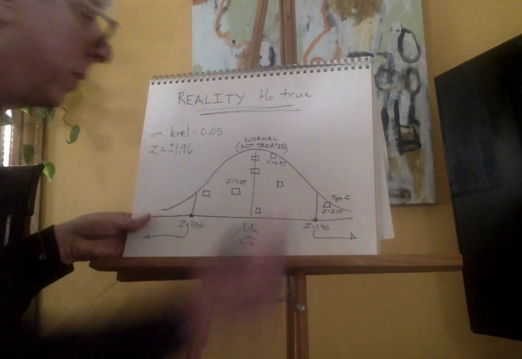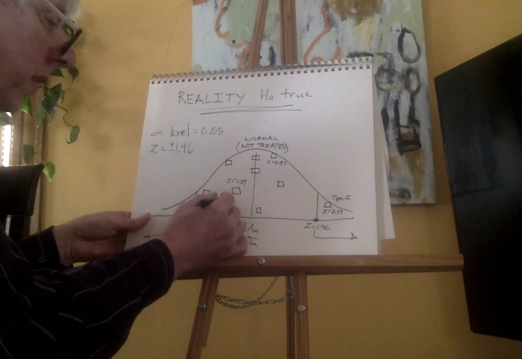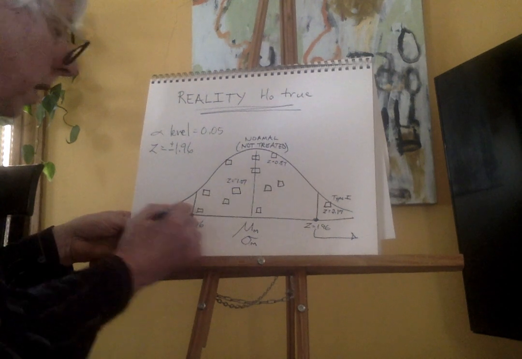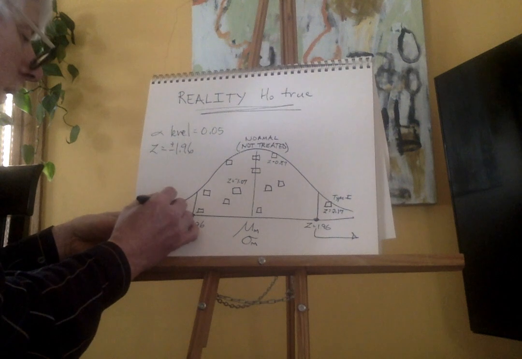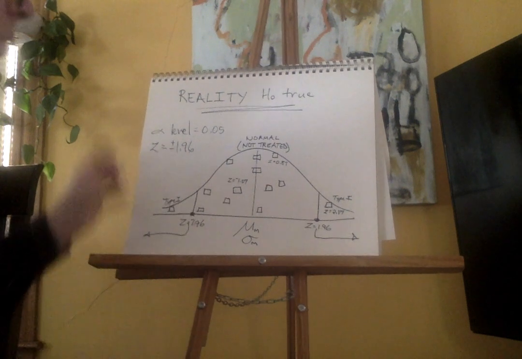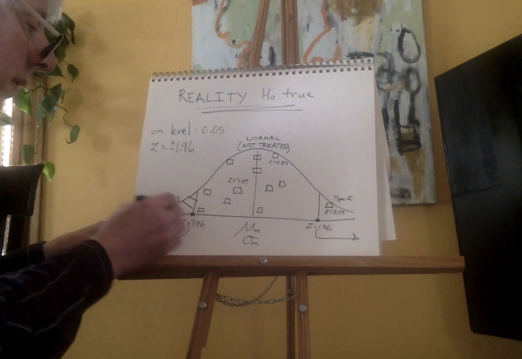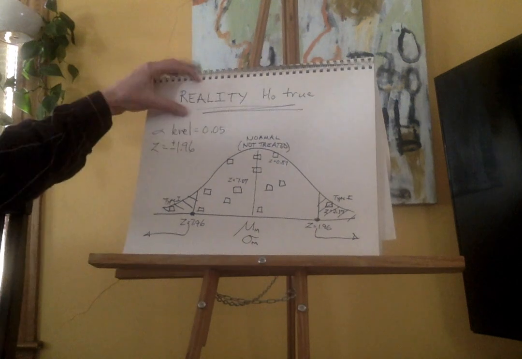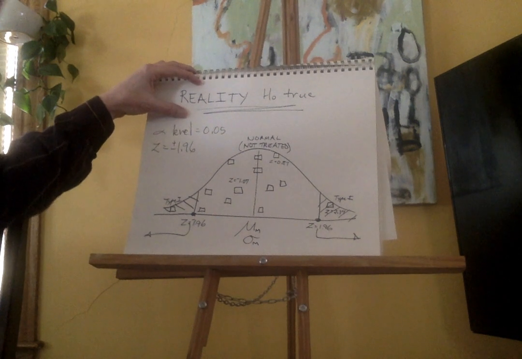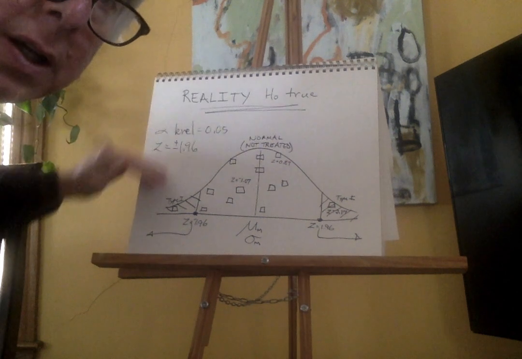If we get this sample, not going to make a mistake. This sample, correct. This sample, correct, correct, correct. If we get this sample, we're going to reject the null, but the null is true, okay? In fact, anything in here, if this is the reality, I'm playing God. I'm saying, let's consider this the reality.